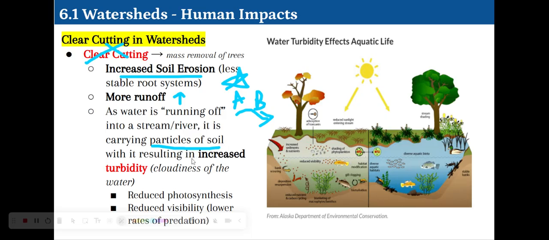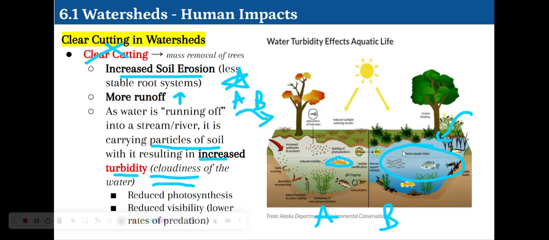Now, particles of soil is going to result in increased turbidity, which is the cloudiness or the clearness of the water. And this is important because you might not be able to see underwater, but you have to remember all life on Earth is adapted to its environment. If we take a look at these two ecosystems, A and B, ecosystem B has a lot of vegetation, it has stable root systems, so when water does run off into here, it's not carrying as many particles of soil, making the water very clear.